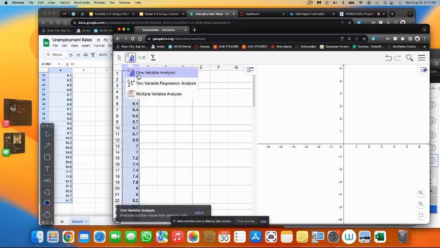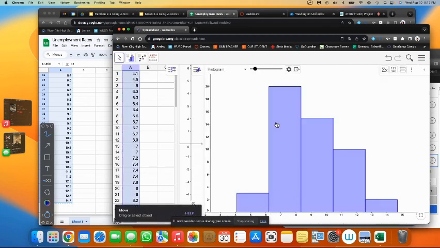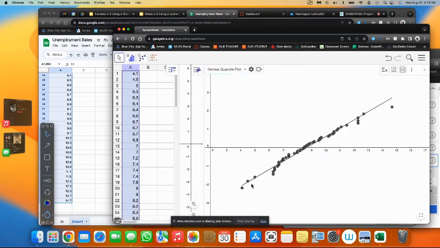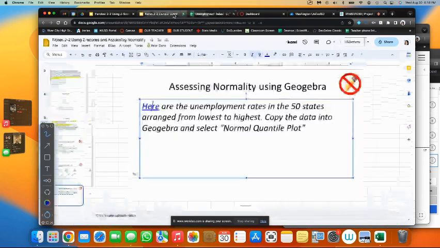Okay, we're going to highlight and we're going to do one variable analysis. So we make a histogram, but remember that's not the plot that we're going to look at to determine if it's normally distributed. Instead, we're going to look at the normal quantile plot. As we can see here, since our points roughly follow a linear pattern, we can conclude that this data is normally distributed, which means it is appropriate to use z-score calculations for this type of data.